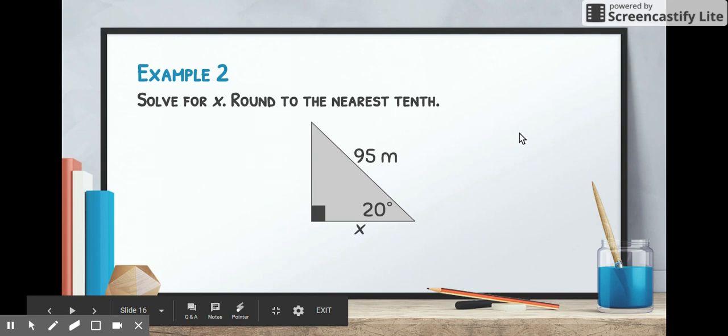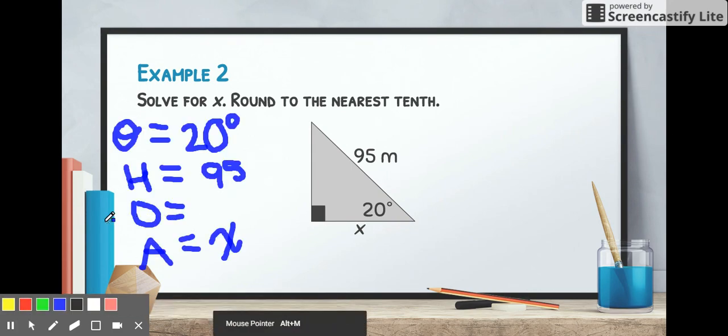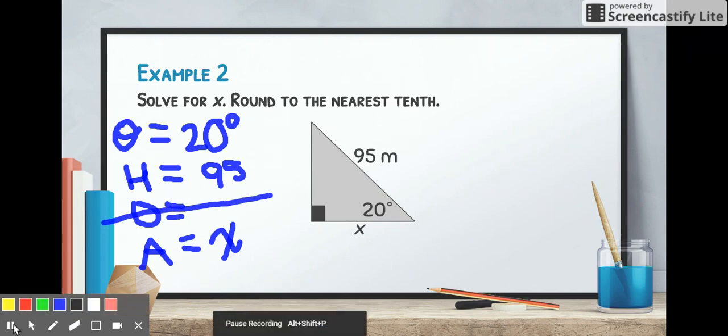So here's another example where we want to solve for x. So we're going to do the same thing. We're going to list our reference angle, what we know, and figure out what trig ratio would help us solve for x. So we know that our reference angle is 20 degrees. We know that hypotenuse is 95 meters. We don't know anything about the opposite side, and the adjacent side is x.